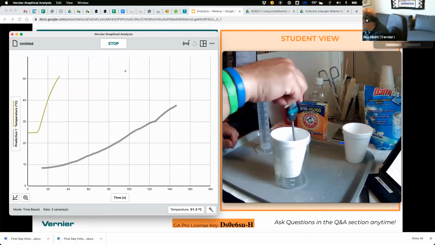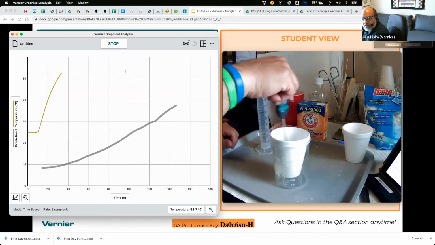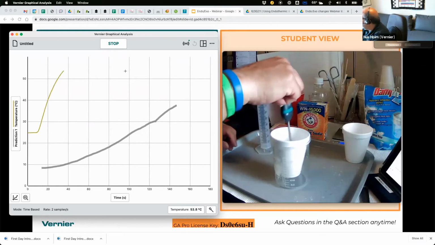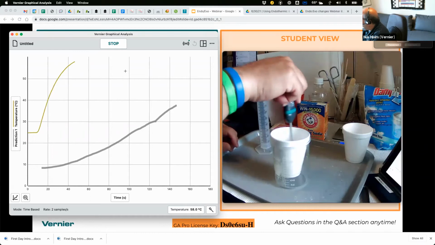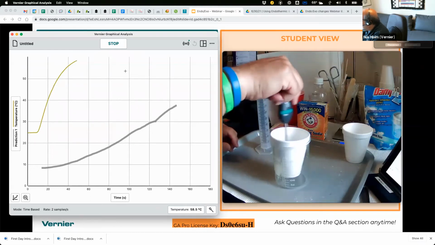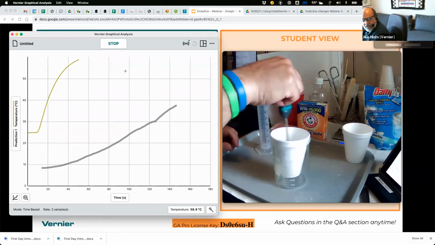Maybe this one's going to get hot. Later on in the course, you can talk about colligative properties if that's something that you teach. You can talk about the fact that the solubility of this is exothermic. If you put that on the sidewalk, as it dissolves, it will warm up a little bit and help dissolve the ice on the sidewalk.